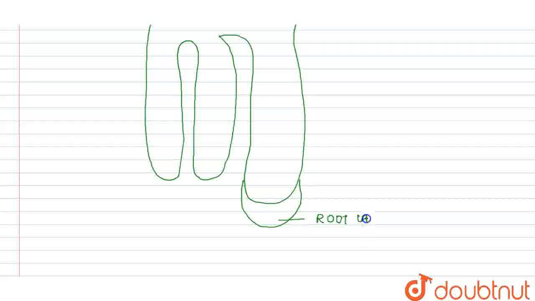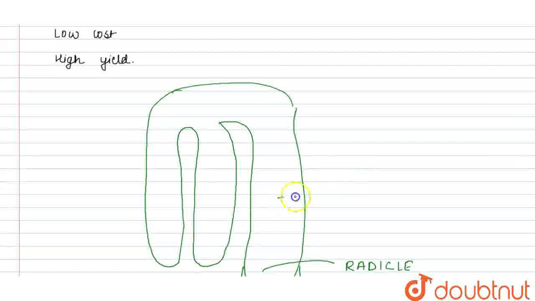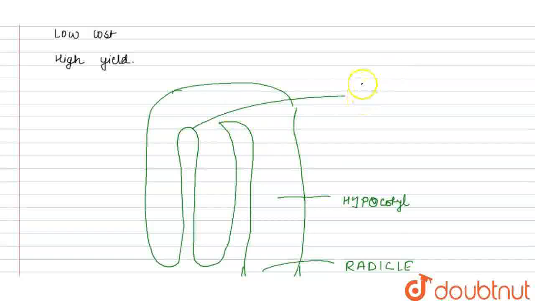The root cap is covering or protecting the radicle in the embryo, and similarly the root cap will protect the root in the developed plant. This area is the hypocotyl region, and this area over here is the plumule.